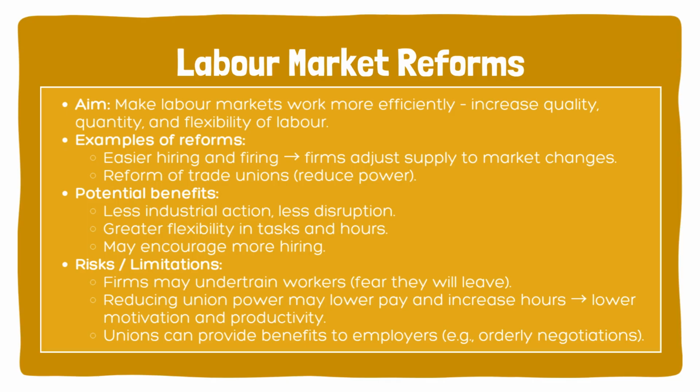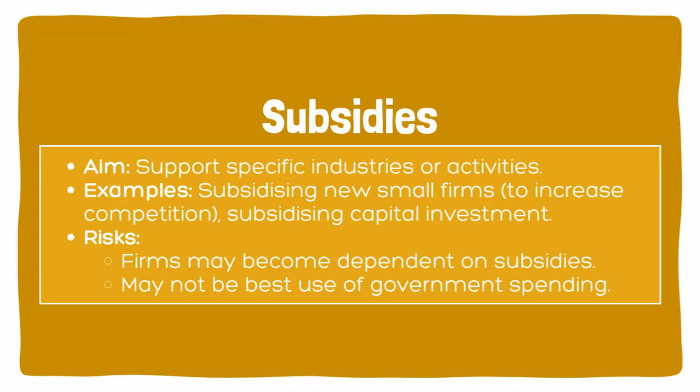Labour market reforms may also involve reducing the power of trade unions to limit strikes and increase labour flexibility. While this may reduce disruptions to production, reducing union power too much may weaken workers' bargaining power and lower wages and motivation. Governments may also provide subsidies to firms in certain industries.